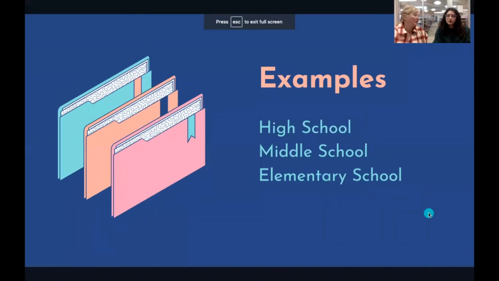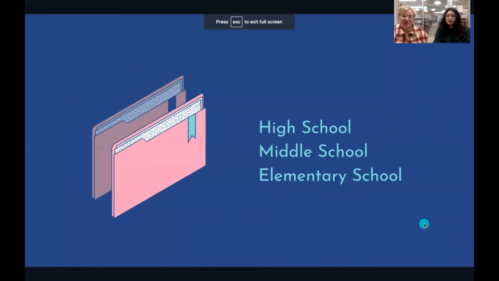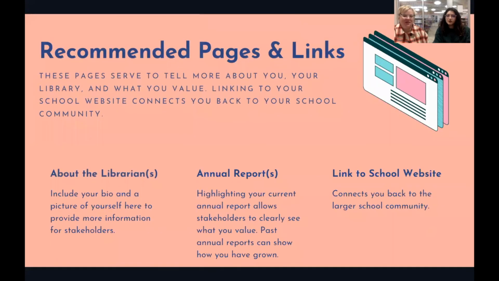There is one more key component, and this is recommended pages and links. These are the things that we think every virtual learning commons should include. Pages, for example, like about the librarian. Include a bio and a picture of yourself to provide more information for your stakeholders.